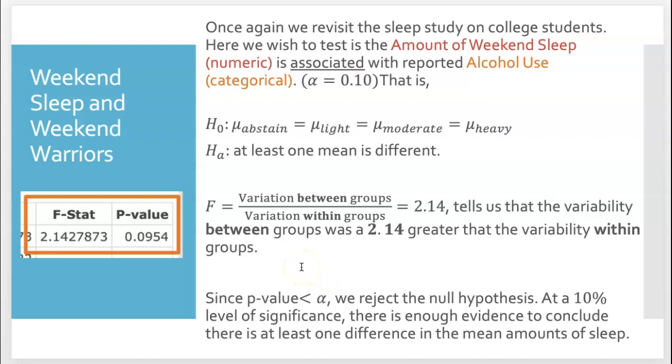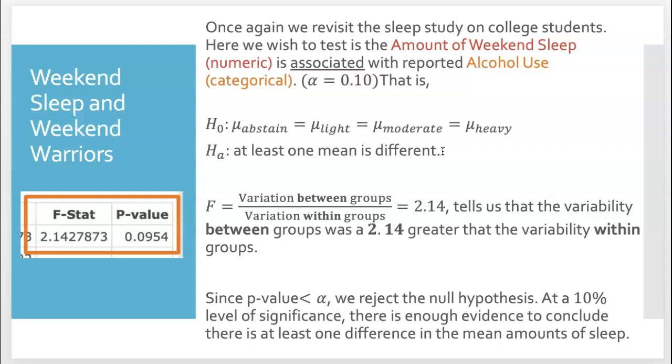And the way they did this was by using the F distribution, right? So here it's saying since the p-value is less than alpha, we reject the null hypothesis. At the 10% level of significance, there is enough evidence to conclude there's at least one difference in the mean amount of sleep. Okay, so if we reject the null hypothesis, we conclude that at least one mean is different, but which one? All right, which one? Right?